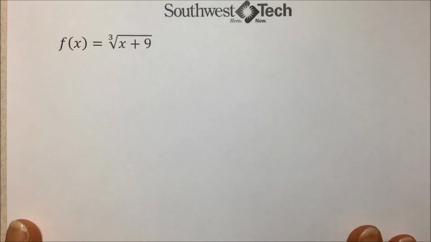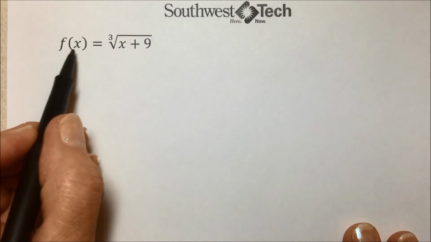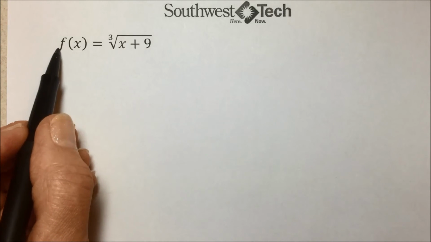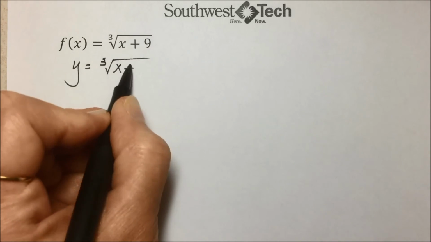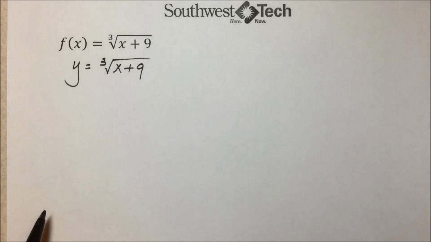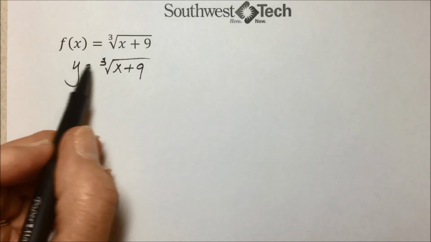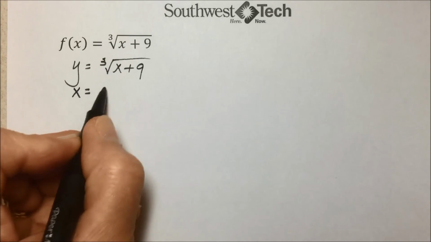In this next example, we have the cube root of x plus 9. And it may take a little bit to graph this and do the horizontal line test to determine whether it has an inverse or not, because it is a one-to-one function. The other option is simply to try and find the inverse. So let's go that route again on this problem, replacing the function notation in the first step with y. Next, we will switch x and y.